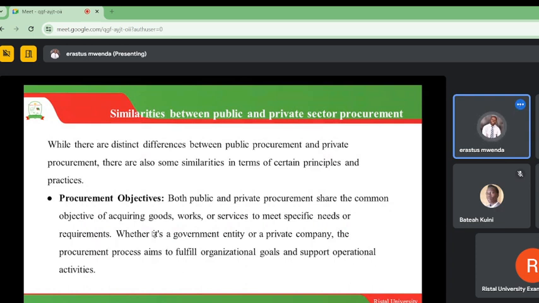Number one is in terms of procurement objectives, where both the public and the private are going to share a common objective of acquiring goods, works, or services to meet specific needs. Whether it is government or private, the procurement process will always aim to fulfill organizational goals and support operational activities. So the goal and the objective is one. If the private sector is looking for supply of goods and the public sector, for example, the government is looking for supply of goods, everybody wants to get the best in the market.